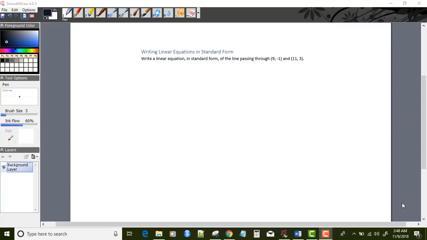In this problem, I'm asked to write a linear equation in standard form. There's different ways that we can do this. Because I have 2 points, I'm going to start with point-slope form, which is y minus y1 equals m times parentheses x minus x1.